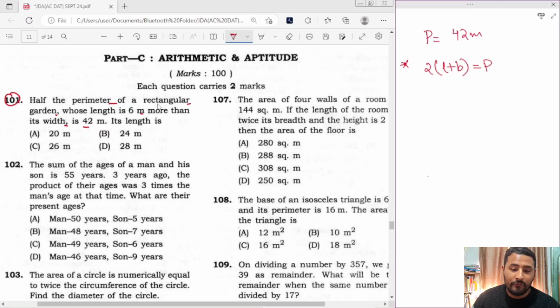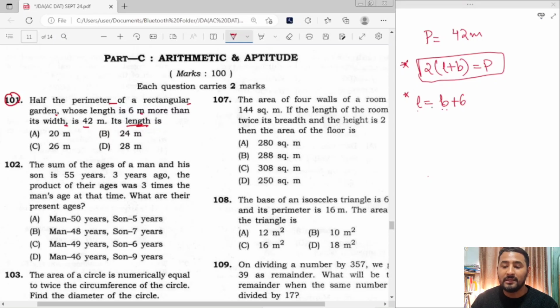But as per the question, it is a rectangular garden whose length is 6 meter more than its width. Width is breadth, so length is B plus 6. You got the length, you got the formula of perimeter. Now let us see the question. We need to find the length, but length is B plus 6, so don't be confused with this. To get this length, we need to find the breadth.